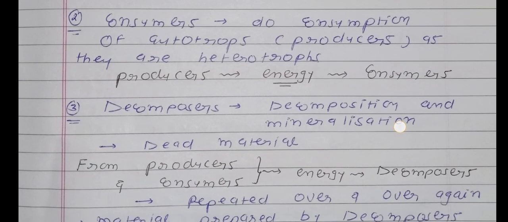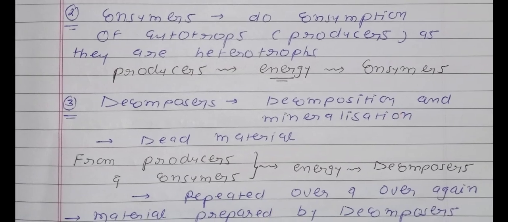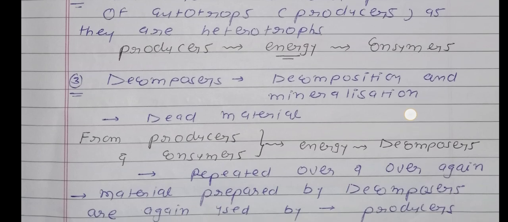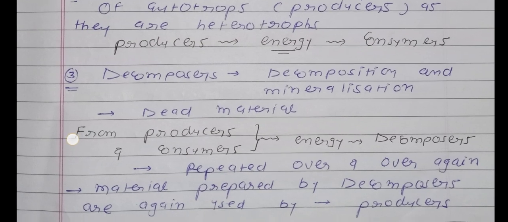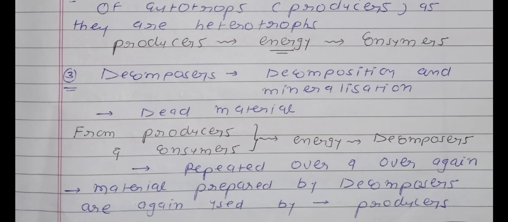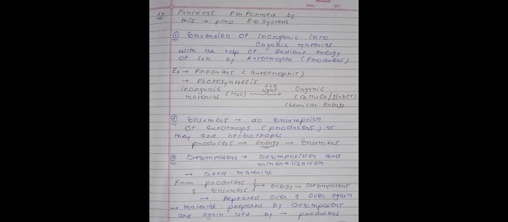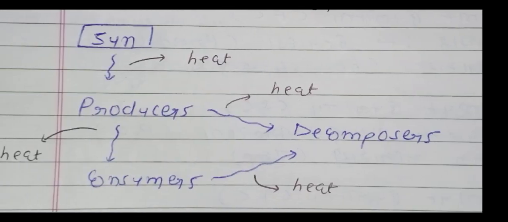Point number 3, decomposers. See, the process of decomposition and mineralization depends upon the dead material. Now see, from producers and consumers energy will be utilized by decomposers, and this will be repeated over and over again. Material prepared by decomposers is again used by producers. So this concept is about the function performed by the pond ecosystem.